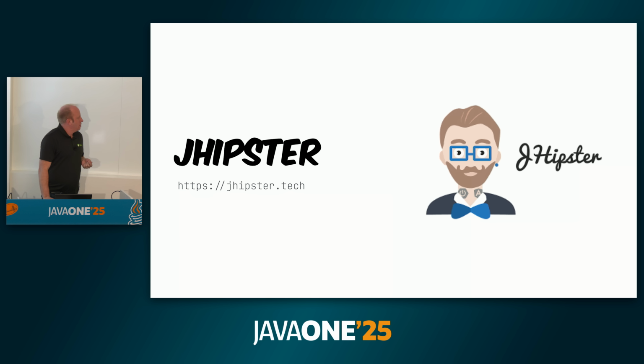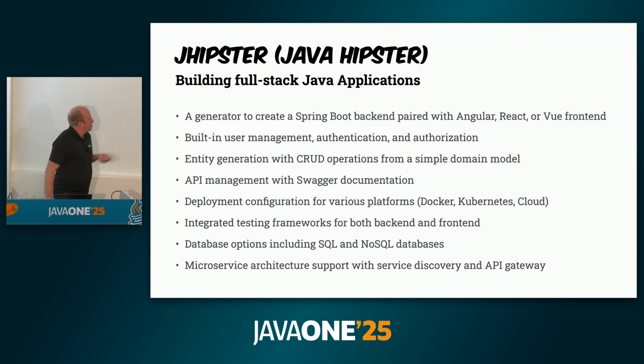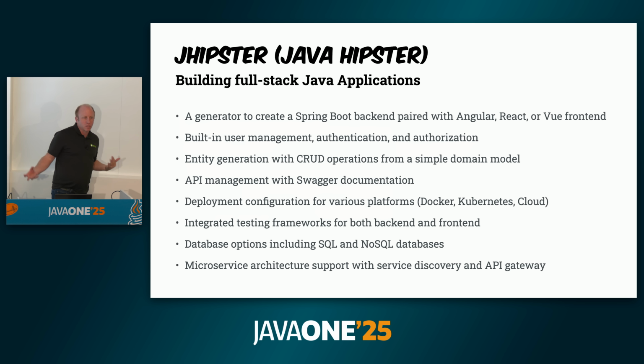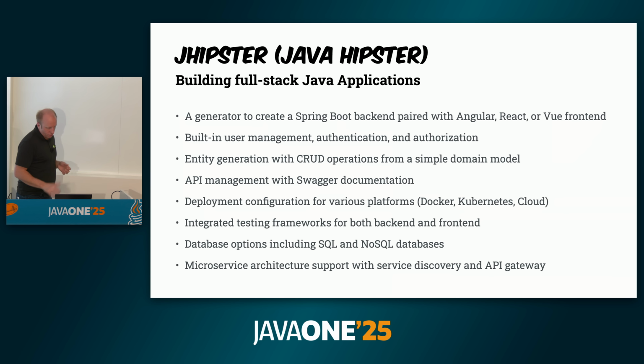If you want to learn about JHipster, jhipster.tech. This is for Java hipster. I guess that's the glasses. Only hipsters wear glasses, I guess. But again, building full stack Java applications, a generator to create a Spring Boot app paired with the front end. You get all of these features out of the box. You don't need to include them all, but I'll show you in the next couple of screens that there are options to do all of these things.